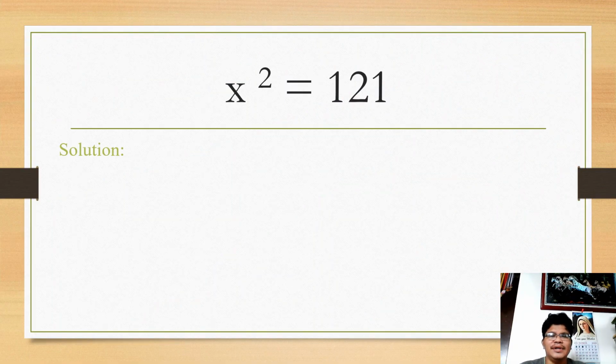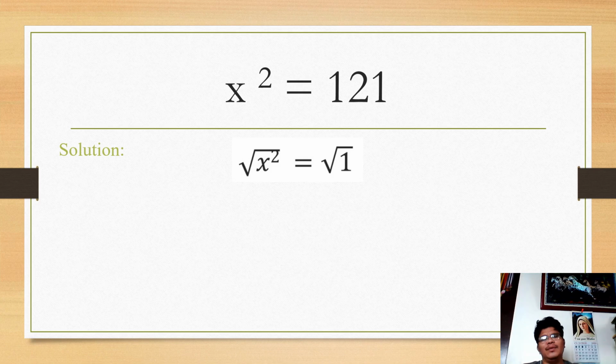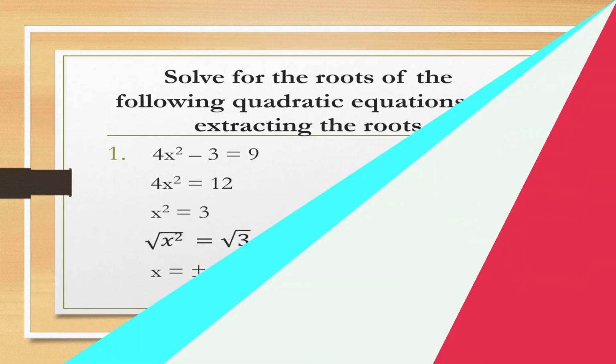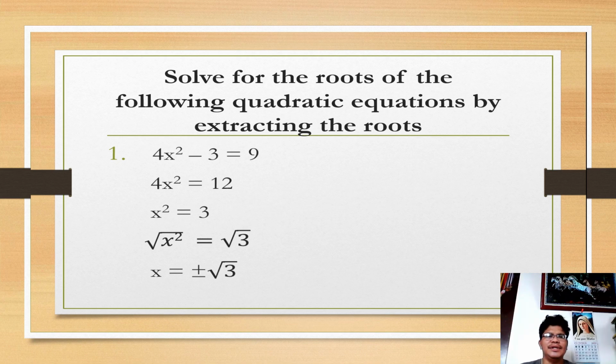Time is up. Check your answer. In equation number 1, x squared equals 121. Let us now check your answer. So the solution, the square root of x squared equals square root of 121. So the final answer, x equals 11 and x equals negative 11, or the solution is plus and minus 11. And for your number 2, 4x squared minus 3 equals 9. Check your solution. So the answer is plus and minus square root of 3. That is after you get the square root of x squared and the square root of 3.